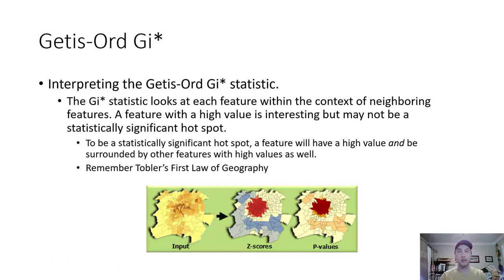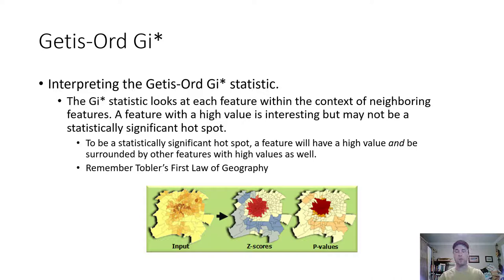So there might be a large city where, generally speaking, the cardiovascular rates are healthy, but then to the north, you might find one neighborhood with very high rates of heart disease. And so that doesn't mean that that one area of high heart disease is statistically significant if it's all by itself. So not only does the value have to be high, it also has to be surrounded by similarly high values. Or if it's low, then it has to be surrounded by similarly low values.